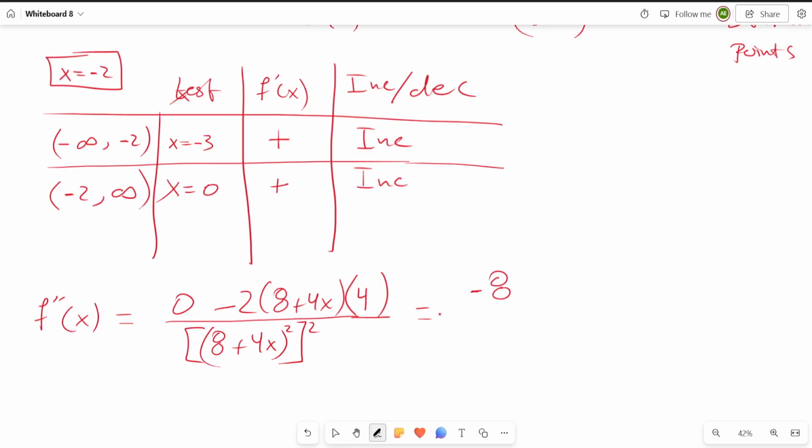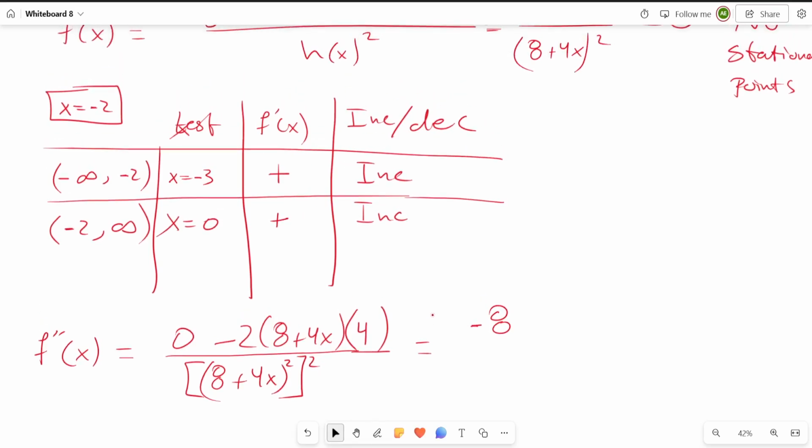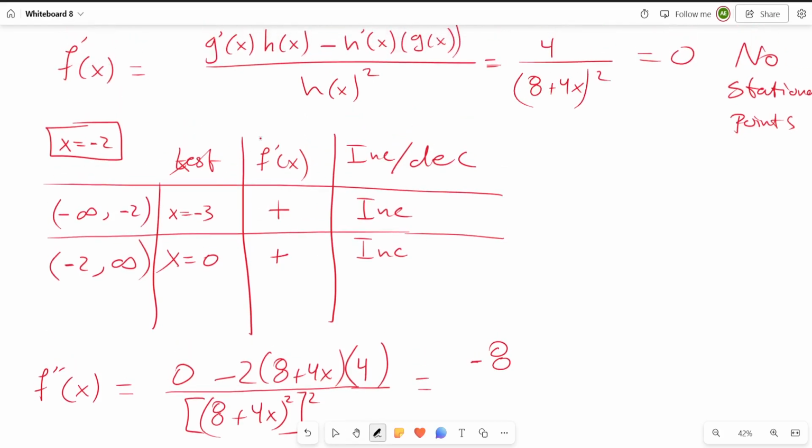Oh, I didn't multiply. Yes, because in our quotient derivative formula, we have the differentiation of h of x, which is 2 into 8 plus 4x times the differentiation of inside, 4, times g of x, which is 4. So I have another 4 and I need to multiply over here. So I'll have -2 times 4 is -8. -8 times 4 is basically minus 32.